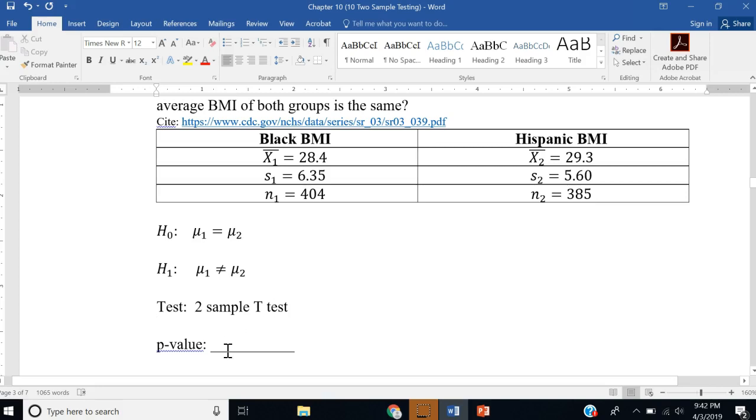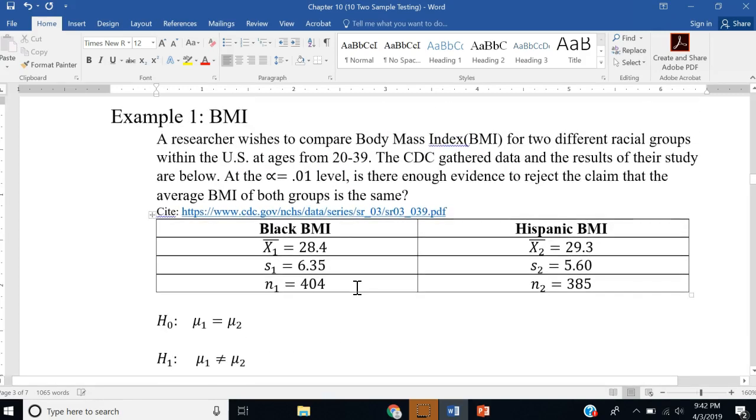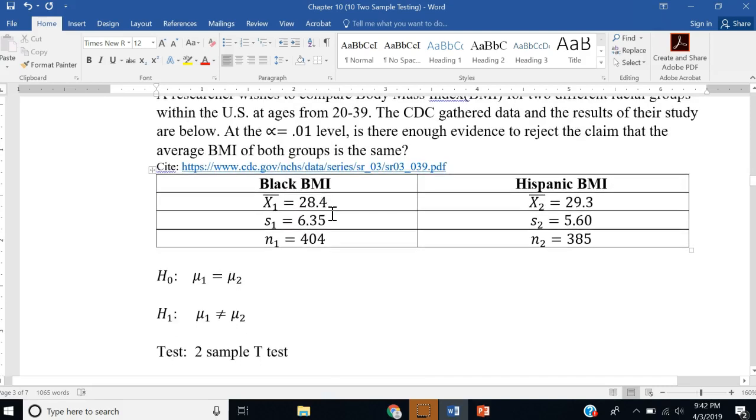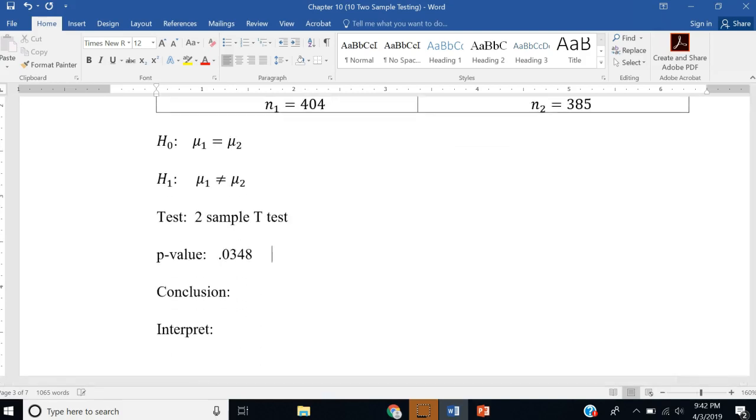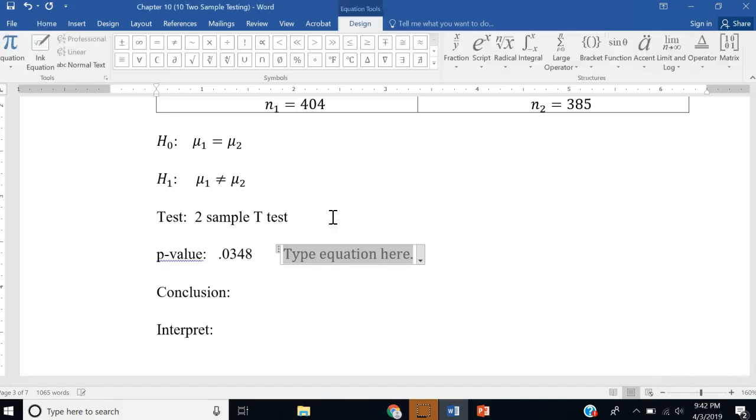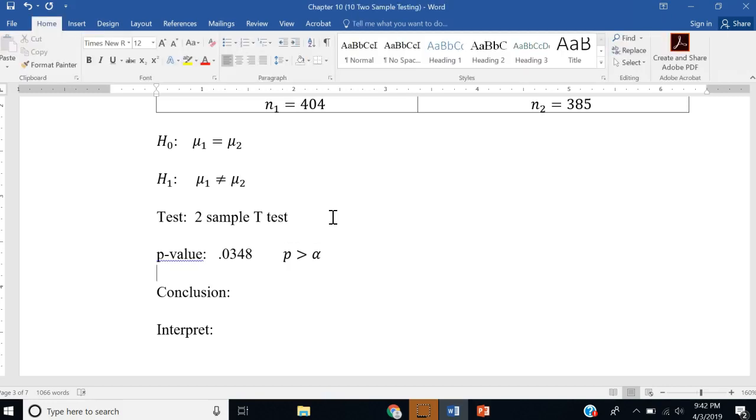And all of a sudden, I get a p-value just like I did in chapter 9. And so my p-value is 0.0348. What was my alpha there? I forgot what the alpha was. Alpha was 0.01. So this p-value is greater than alpha, and so we're good to go.